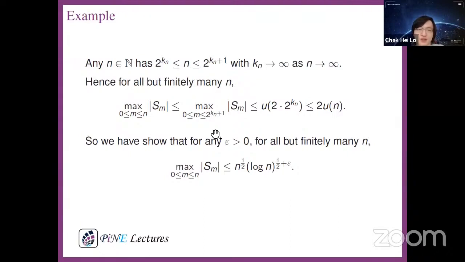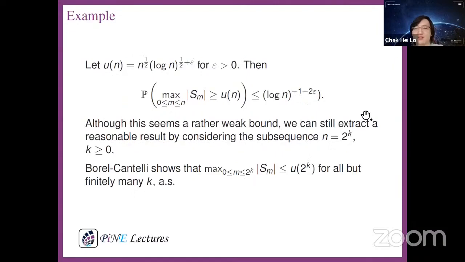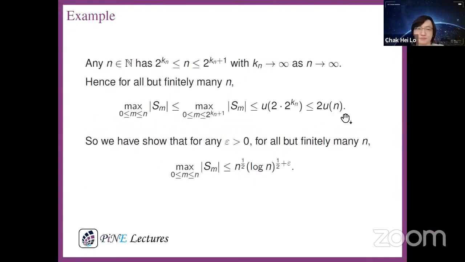Okay, so we can have the maximum of Sm up to n is less than or equal to the maximum of Sm, but we replace this n with 2 to the power kn plus 1 because we can take a bigger maximum over a bigger region. And this one is just bounded by U of 2 times 2 to the power kn minus 1. So you just put the number in here. And if you look at how we defined U just now, then this is just 2Un.